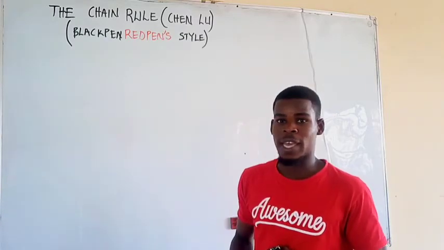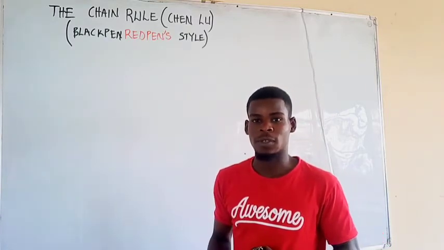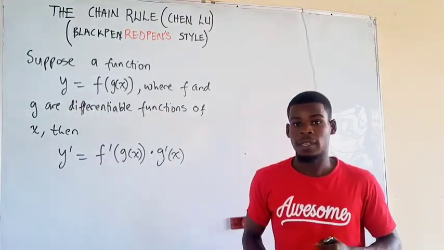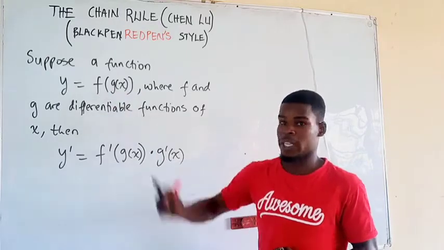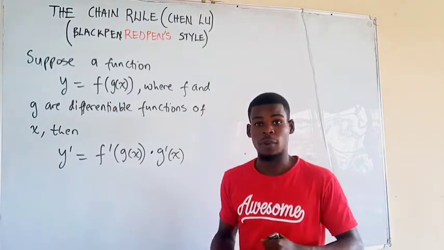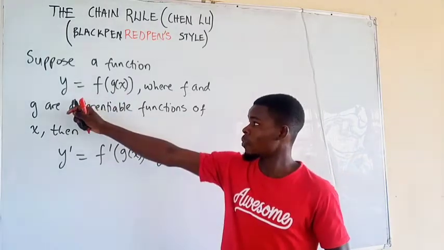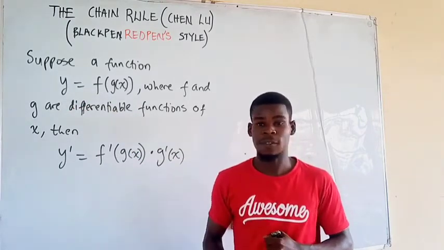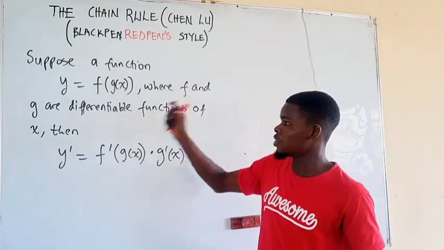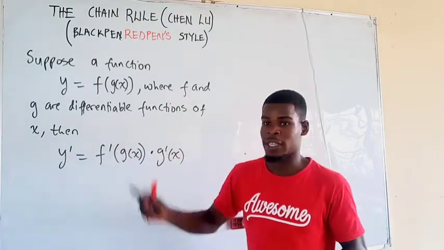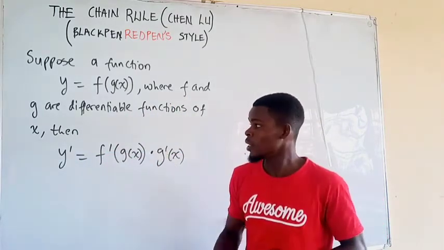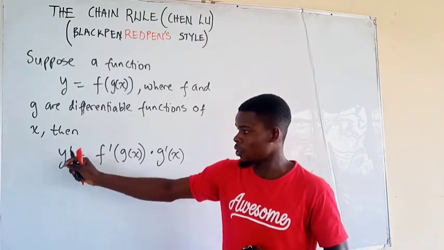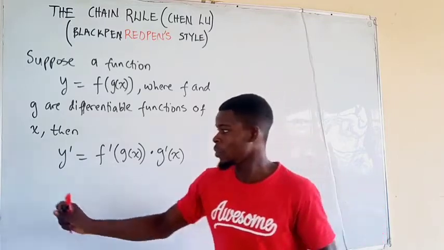So suppose we have a function y equals f of g of x, all right? So that could remind you of composition of function. So y is a composite function of these two functions, f and g, and those two functions are functions of x, where f and g are differentiable functions of x, right? So you can differentiate them. Good. Then the derivative of y with respect to x, which I can also rewrite as y prime. So this is what I mean.